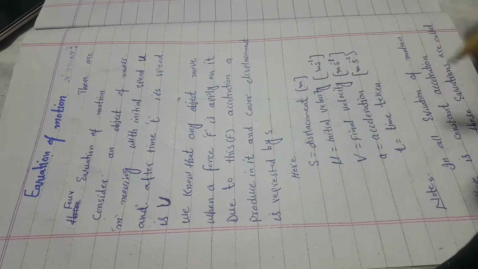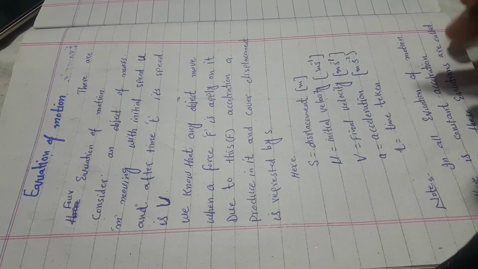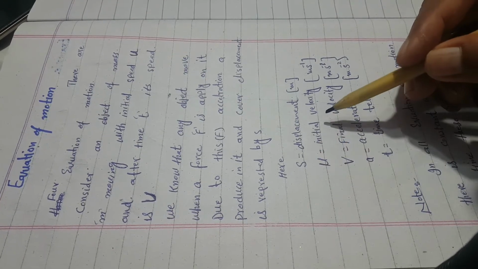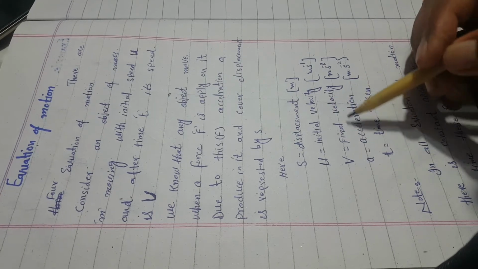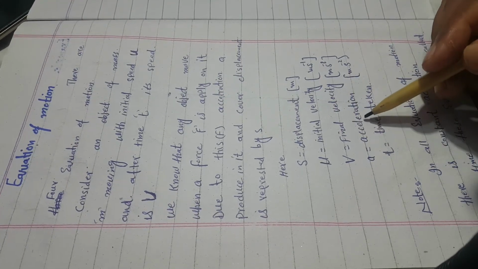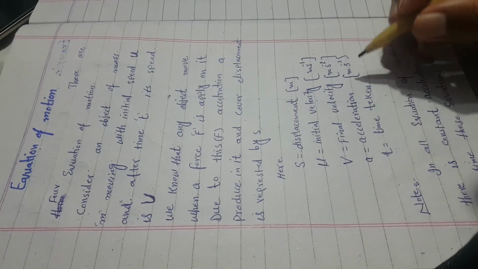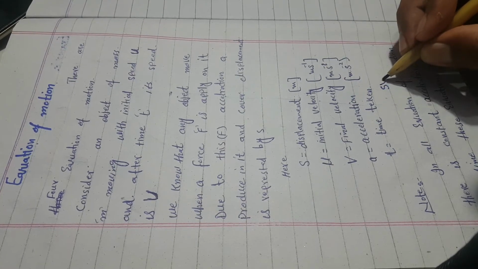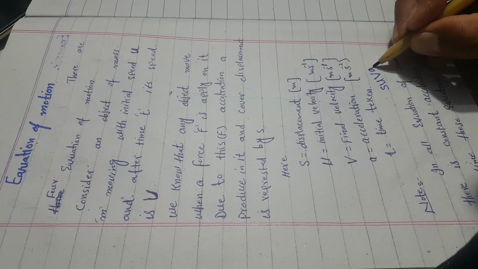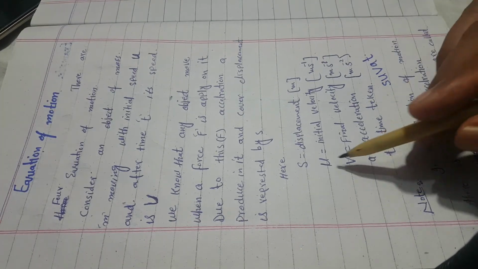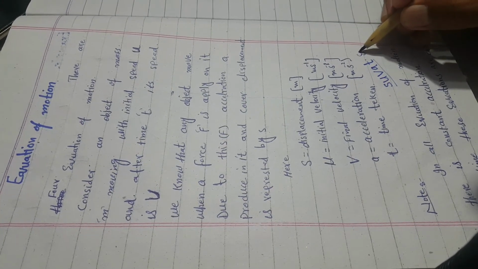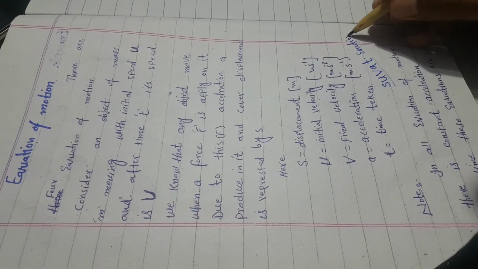Sometimes these equations of motion are called SUVAT equations because S stands for displacement, U stands for initial velocity, V stands for final velocity, A stands for acceleration, and T stands for time taken. So we can write S U V A T, SUVAT equations or equations of motion.